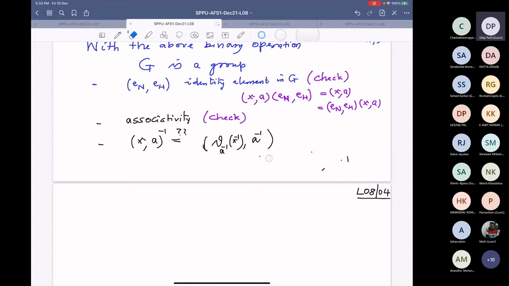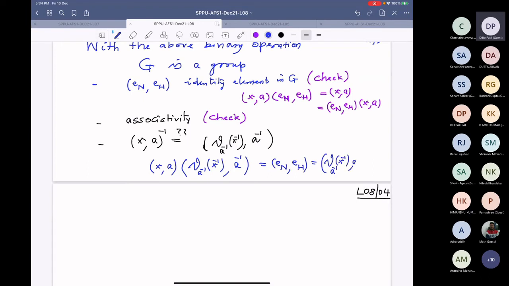To check this inverse, you will have to check two equations. What are the equations? You will have to check that (x, a) times (theta_a inverse of x inverse, a inverse) is (e_N, e_H), and this is also equal to the other way, (theta_a inverse of x inverse, a inverse) times (x, a). Both these things you need to check. Then only it will be a group. Is that clear?